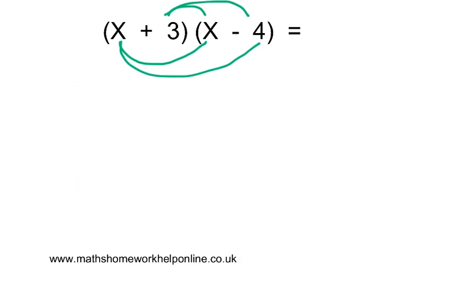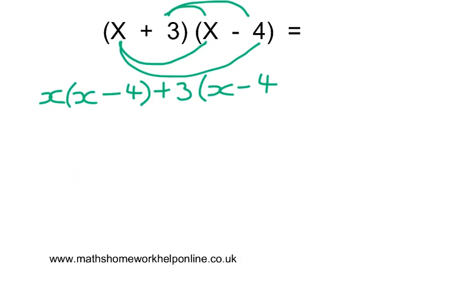The first method I'm going to show you is where you take the first letter or number, so x, and multiply it by the other bracket. So rewrite it so you've just got x brackets x minus 4, and then we're going to take the plus 3, so plus 3, and multiply it by the other bracket, so plus 3 times by x minus 4. And then expand and simplify like we did in the previous example.